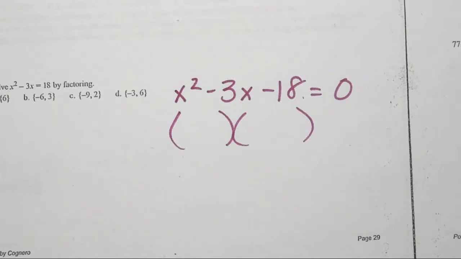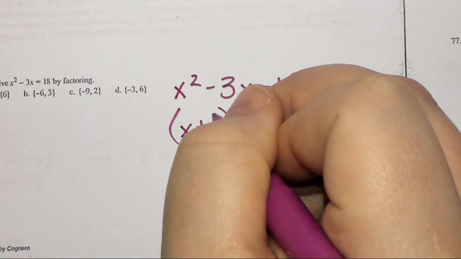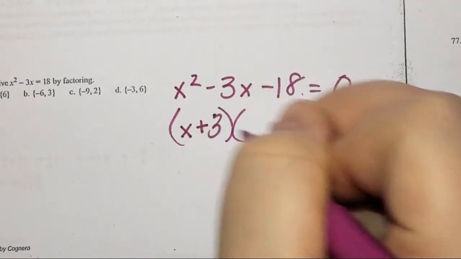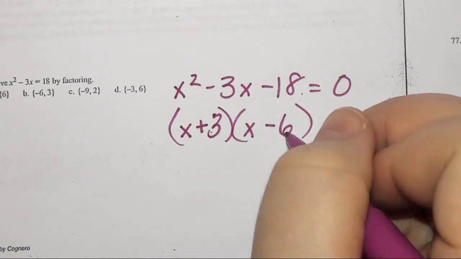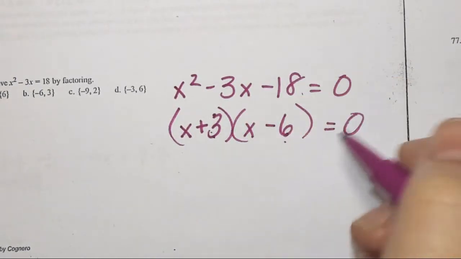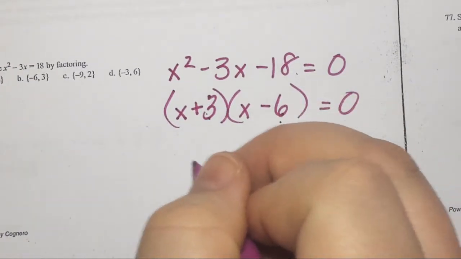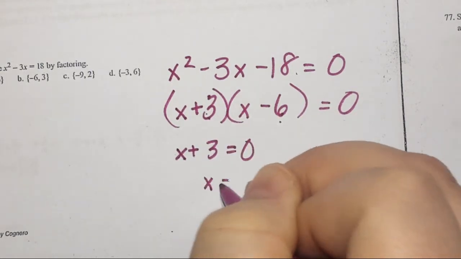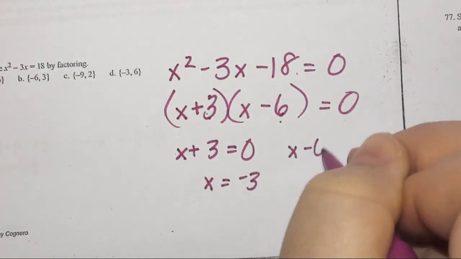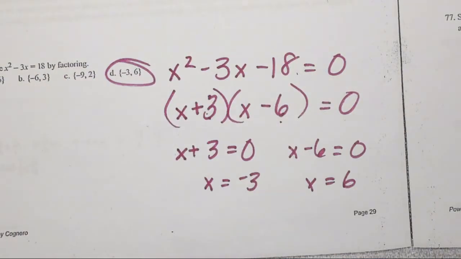It's D. Every group can have a point. I knew they had to, so x plus 3, x minus 6, that 3 times negative 6 is negative 18, positive 3 minus 6 is negative 3, so those are my two factors, and I set them each equal to 0, so x plus 3 equals 0, I get x equals negative 3, x minus 6 equals 0, I get x equals 6. So you're correct, it is D, and I would have solved it by factoring.